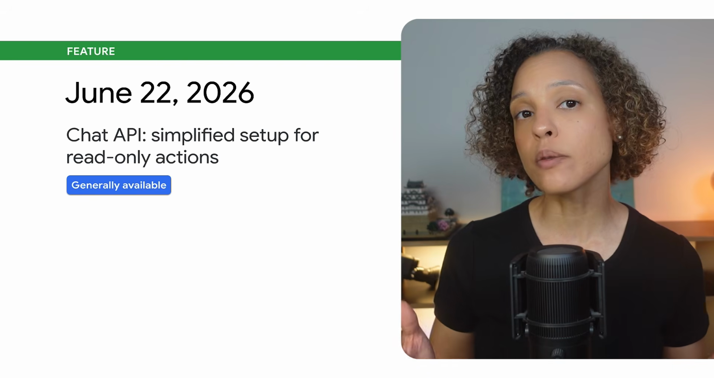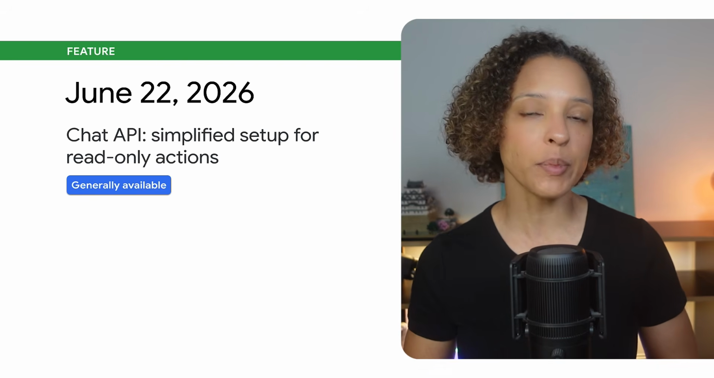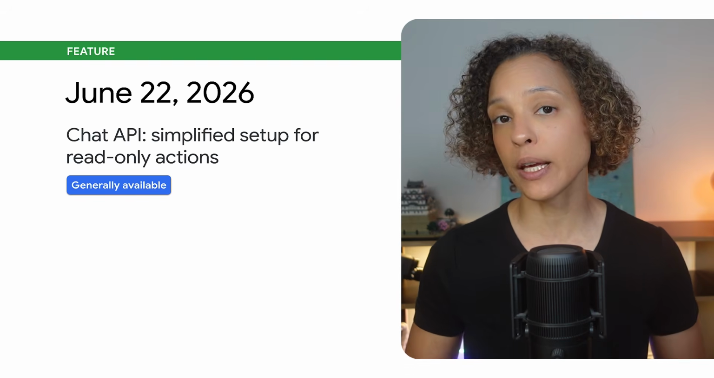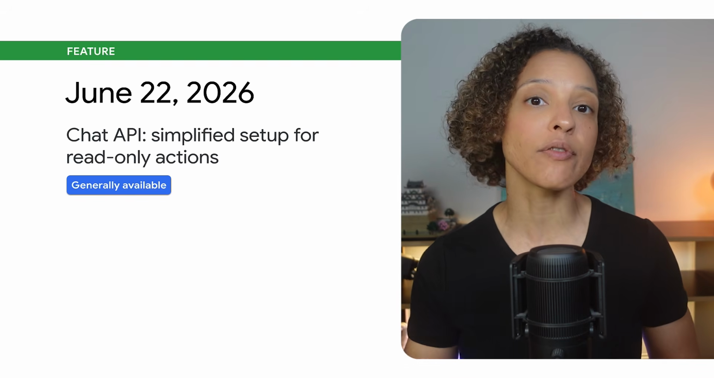You no longer need to manually configure a Google Chat app in the Google Cloud Console for the integrations that only use the Chat API to read data on behalf of a user using OAuth. For read-only actions, such as getting a space or listing messages, you now only need to enable the Chat API and create an OAuth client.